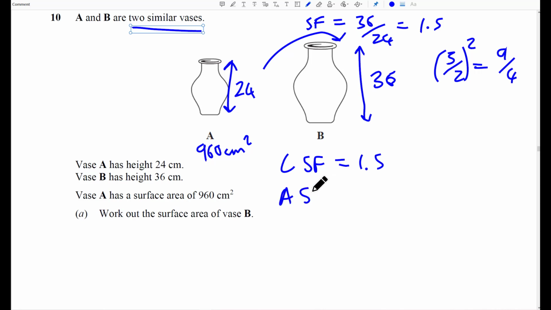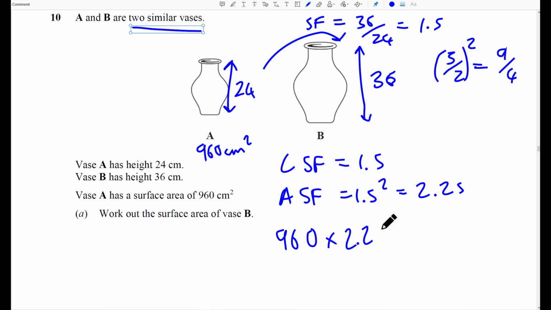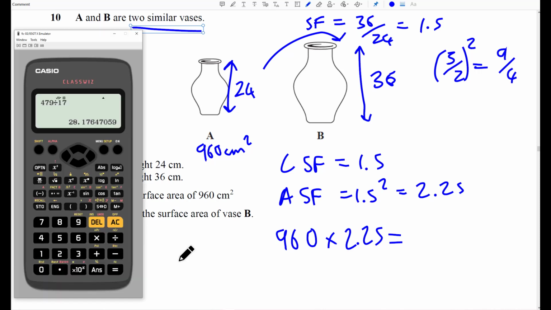So area scale factor equals 1.5 squared. And that's the same as 15 times 15, put the decimal point back, so that's 2.25. So you actually can do that without a calculator. This should be on a non-calculator exam. Anyway, alright, so surface A has got that surface area, so we just need to do 960 times 2.25. Just have your working out, and then do the rest on the calculator.